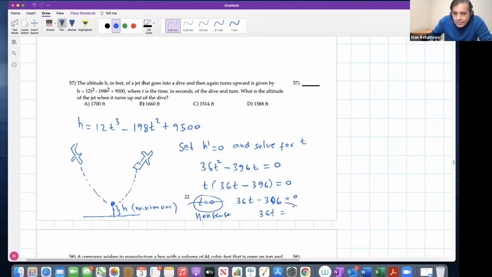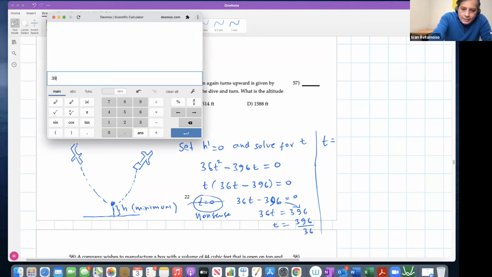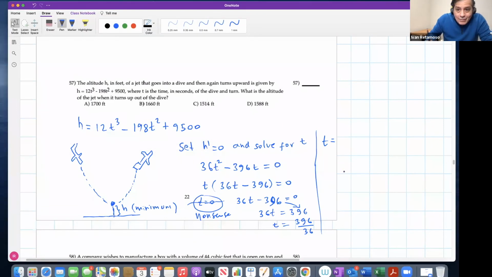36t equals, remember, if you transpose this to the other side by adding 396 to both sides, this leads to 396 divided by 36, right? Dividing both sides by 36. So t, the time that will minimize the height is this, 396 divided by 36, right? And that is 11, very good, 11. So after 11 seconds, the height will be minimized, right?